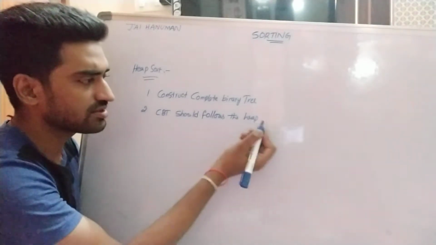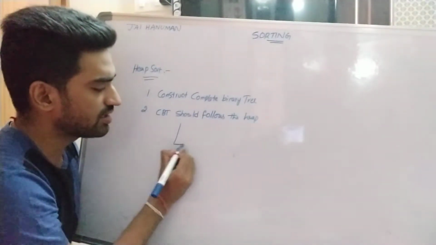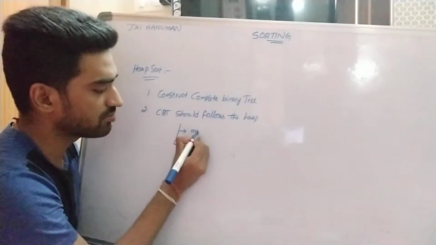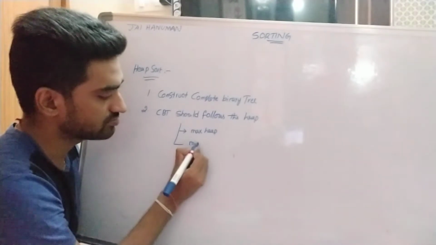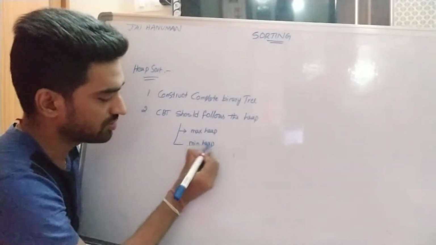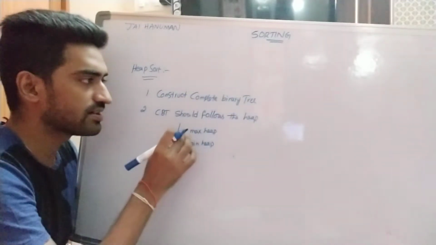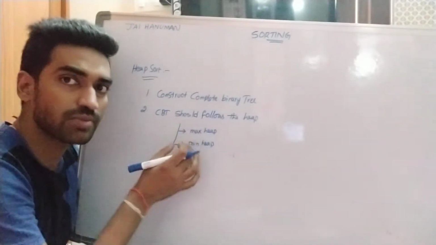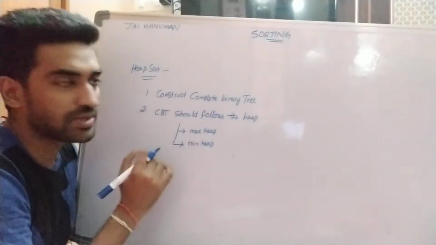So generally there are two possibilities for heap: max heap or min heap. So before entering into the actual concept, first of all, what is a complete binary tree, and what is max heap and what is min heap, right? So first of all, we are discussing what is a complete binary tree.